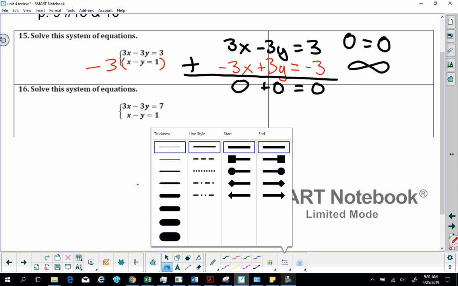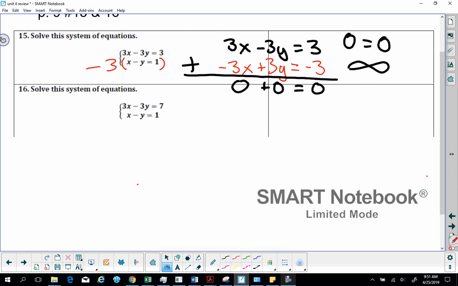What about the next one? What should I multiply it by? -3 again. So when we multiply it by -3, we end up getting -3x plus 3y equals -3. The only reason I skipped through that is because we just did it on the one above it. But the difference is the equation above it.